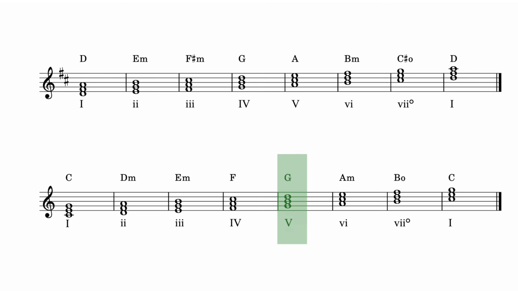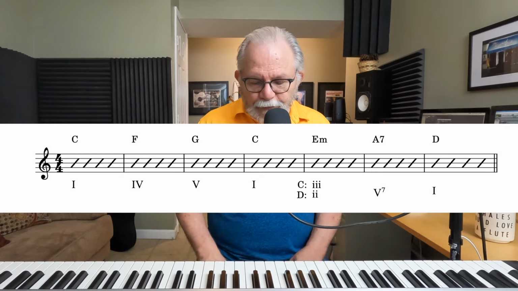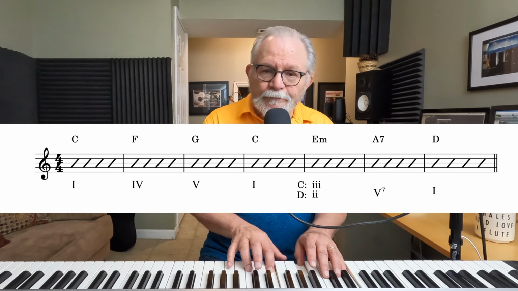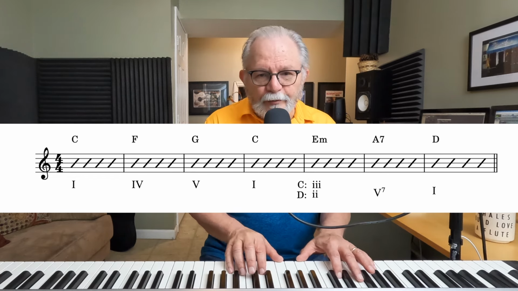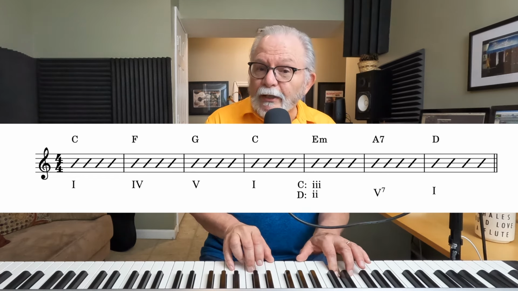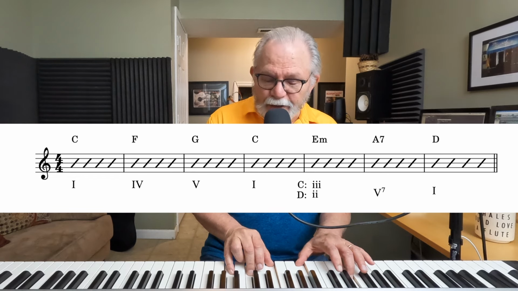Also, G major is the 5 chord in C, but it's the 4 chord in D. So you can use either one of these chords as a pivot chord to enable you to modulate from C major to D major. Here's a chord progression, for example. You're playing in C, typical C major progression. Now it's time to modulate to D major.